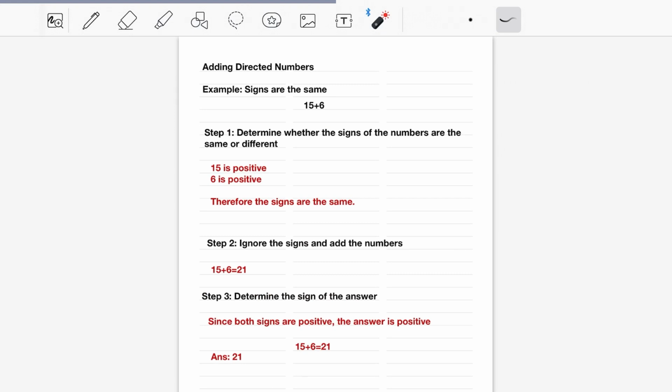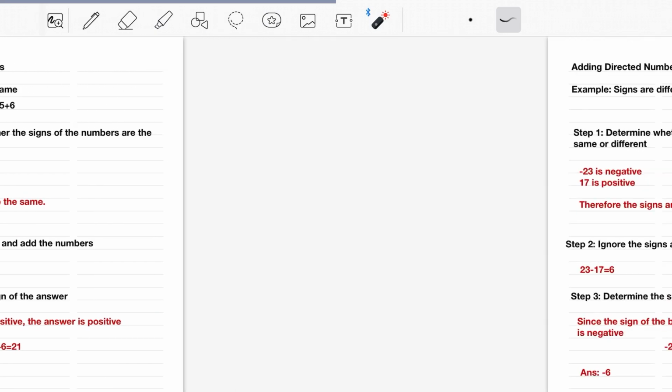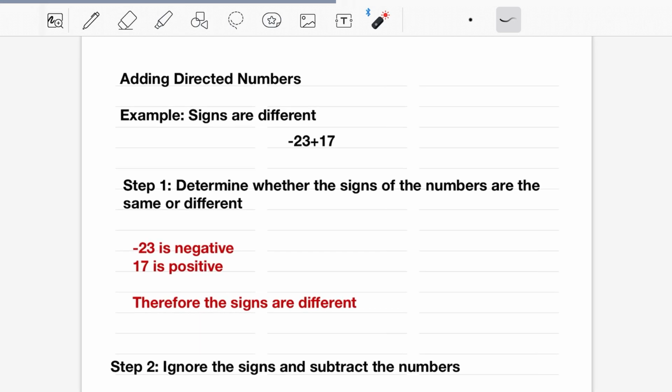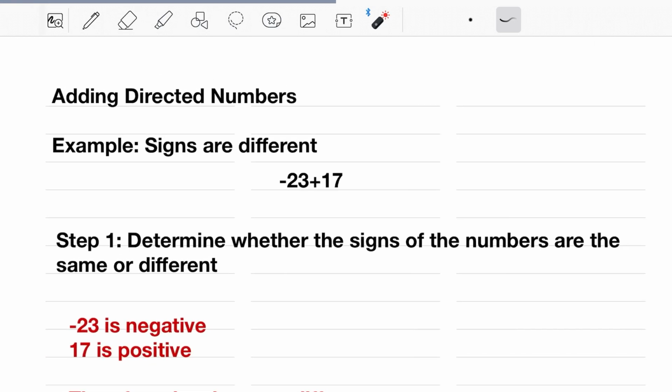Okay, let's move on. Let's look at what we do when signs are different. In this example, we have minus 23 plus 17. The sign before 23 is negative, so 23 is negative. And the sign before 17 is positive, so 17 is positive. Therefore, we have minus 23 being negative, 17 being positive, so the signs are different.